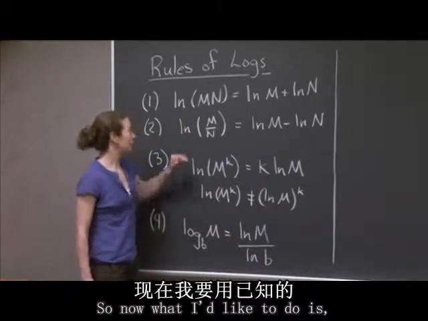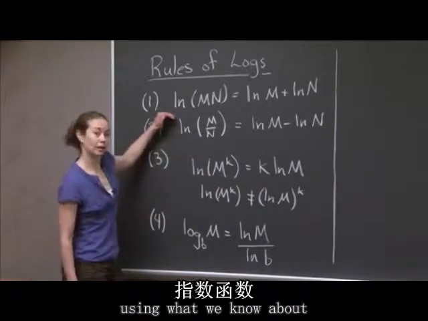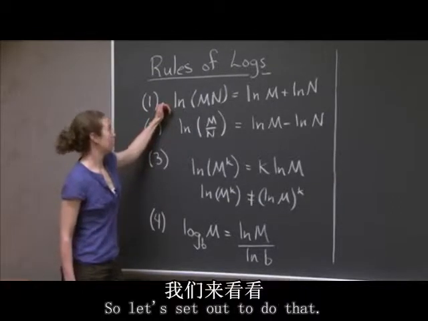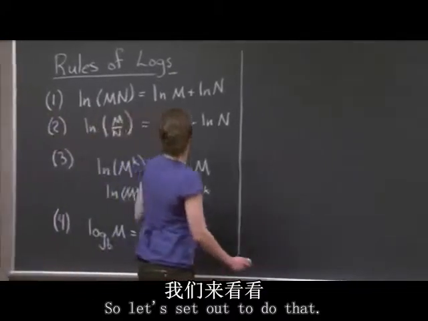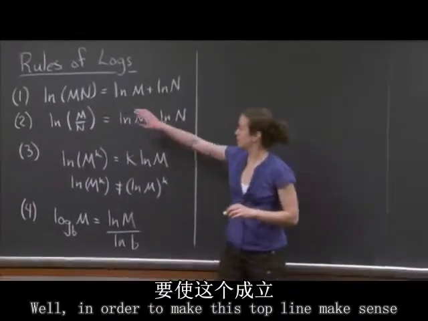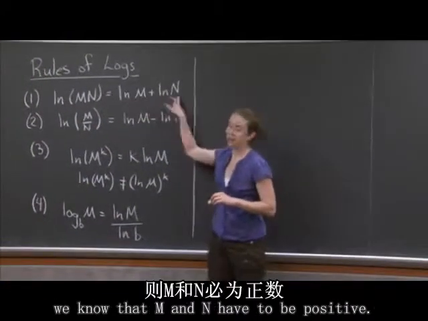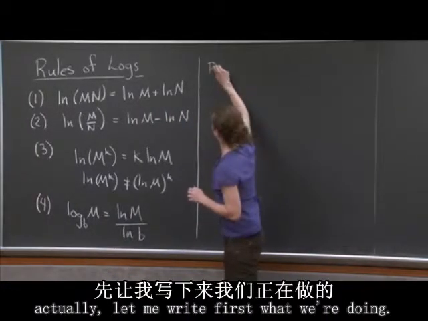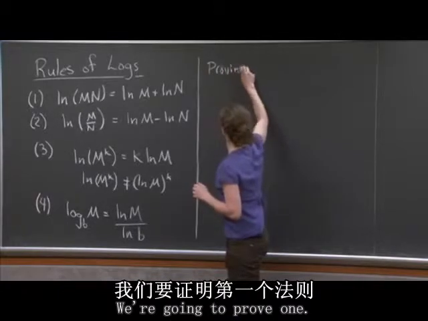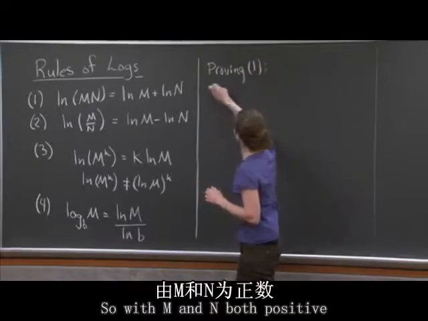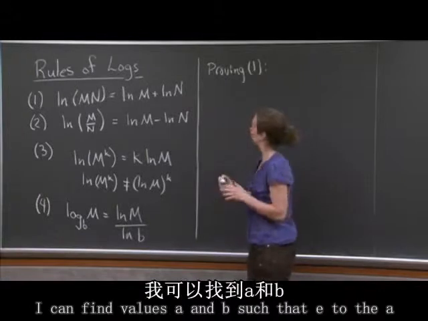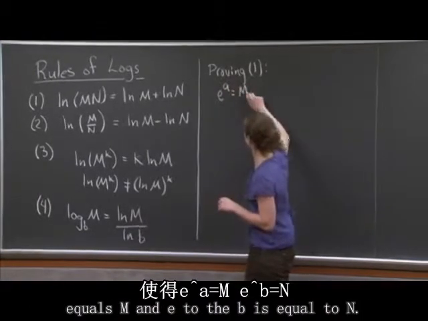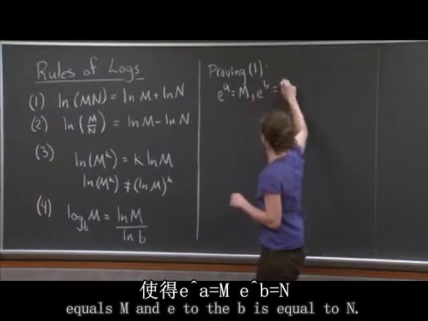Now what I'd like to do is, using what we know about exponential and log functions, prove number one. So let's set out to do that. In order to make this top line make sense, we know that m and n have to be positive. Let me write first what we're doing. We're going to prove one. With m and n both positive, I can find values a and b such that e to the a equals m and e to the b is equal to n.